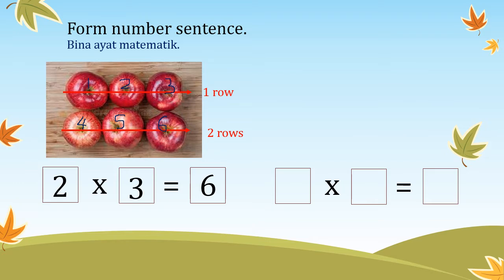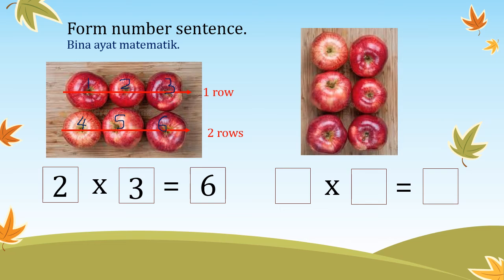Okay, next. Okay, this one. This one arrangement dia lain. Ya, susunan dia lain. Okay, let's begin with the number of row. Kita bilang row dulu. Berapa row? 1, 2, 3. 3 rows. Okay. 1 row, 2 rows, 3 rows. So we have 3 rows in this picture.